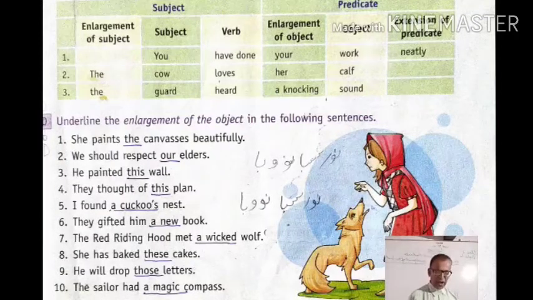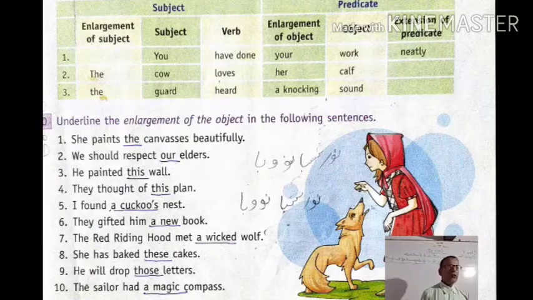Now we will see Exercise D. Underline the enlargement of the object in the following sentences. Again I am reading, underline the enlargement of the object in the following sentences. It means we do not have to find the subject, the verb, or the extension of the predicate. For the sake of finding the enlargement of the object, we will identify the object, and the word coming before the object will be the enlargement of the object.